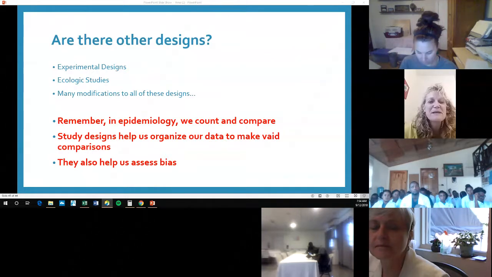Just keep in mind, in epidemiology, we do count and compare. The study designs are just there to help us organize our data to make valid comparisons and to help us assess bias.